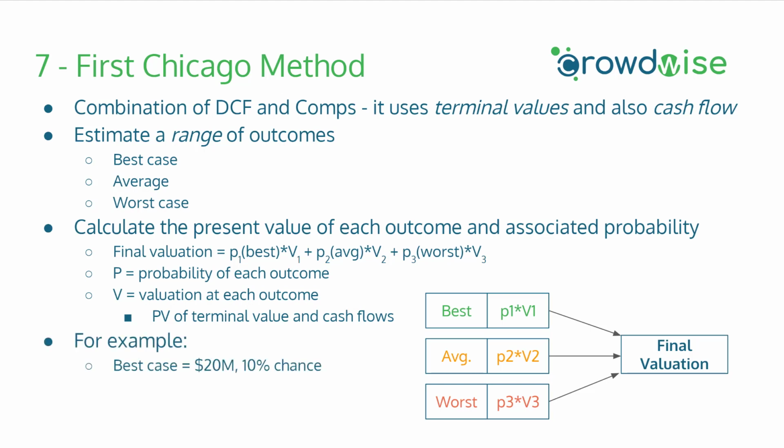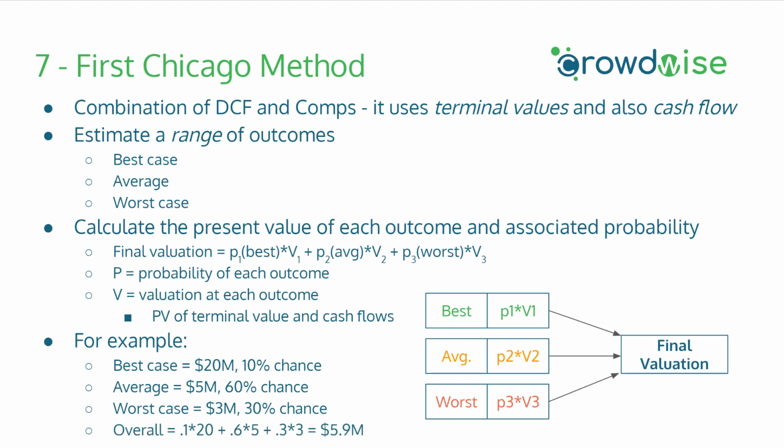For example, let's assume a best case scenario, you think that a company has a 20 million exit potential, but it's a small chance, only 10%. On average, you think there's a huge possibility of a 5 million exit at a 60% chance, and then of course there's a chance of failing, which you estimate to be about a 3 million outcome and a 30% chance of happening. To calculate the overall valuation of what that would be worth today with those different outcomes, you would just multiply each probability times each valuation, sum them together, and you get 5.9 million.